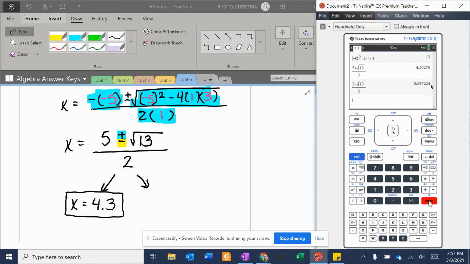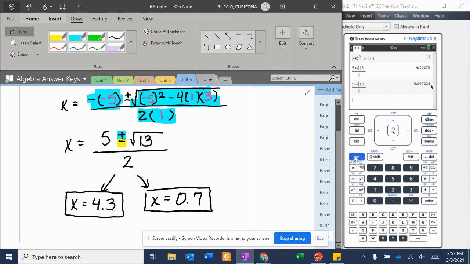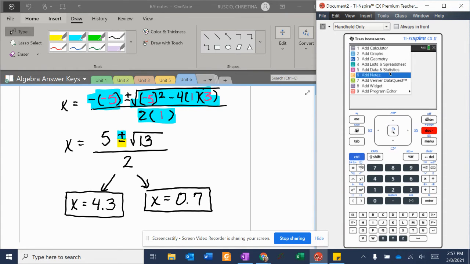Make sure that you're doing this with me. Here is my other answer of x equals 0.69722. So we look at the 6. The 9 is next to it, so rounding would be 0.7. Now, if you want to check your work, you can hit Control, add a page.